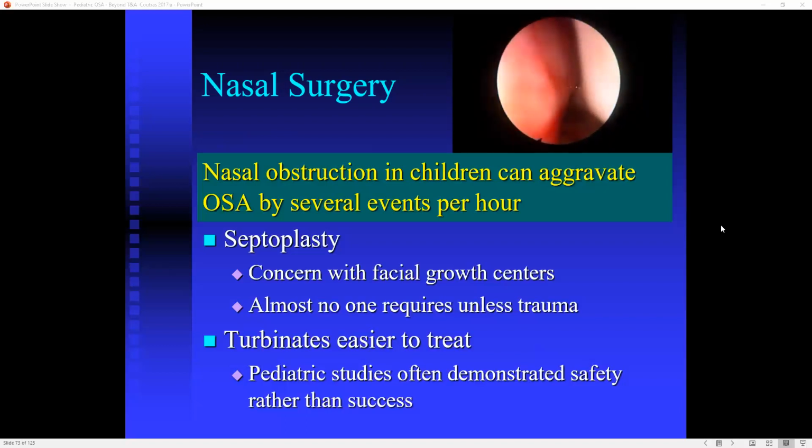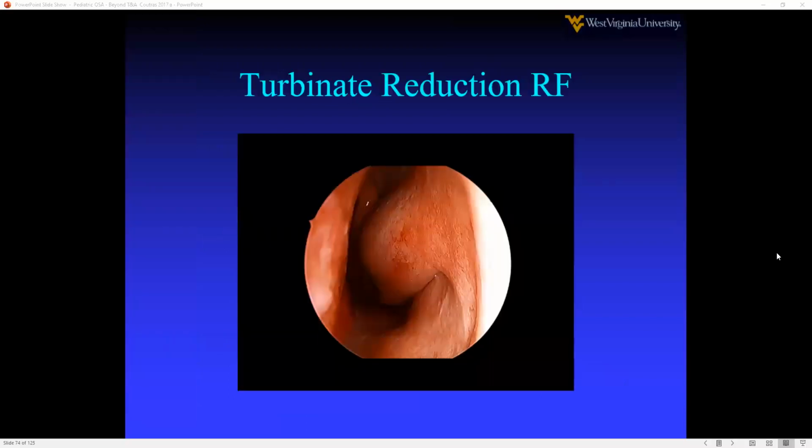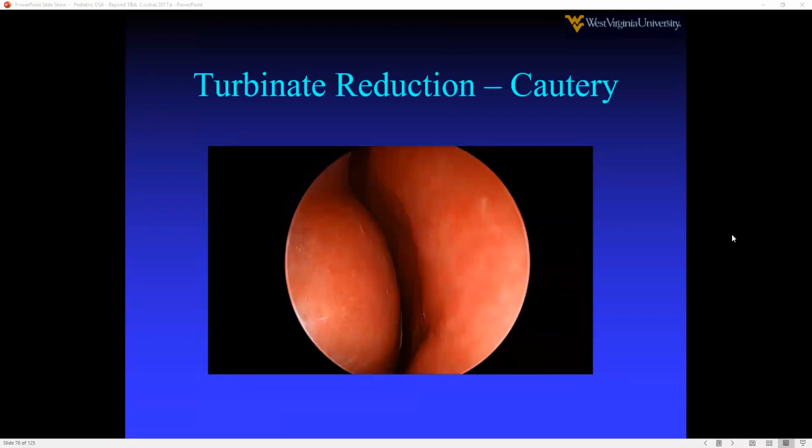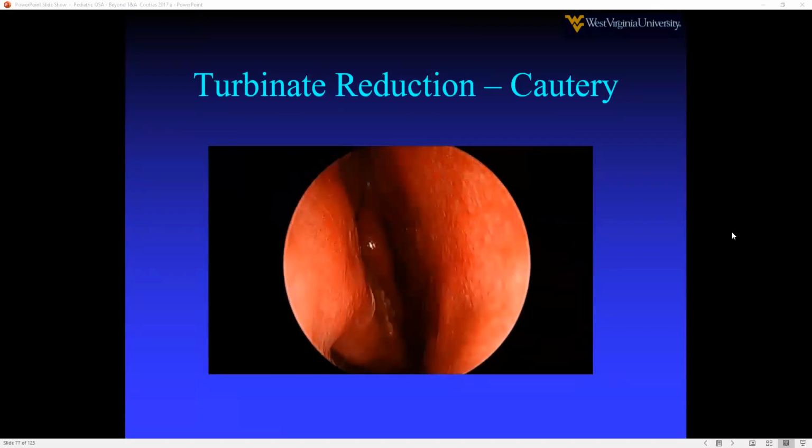And turbinates, again, easier to treat. I used to do it more often with submucosal needle tip cautery, but now I'm using the radiofrequency probe for these kids, and they do very well with it. So turbinate reduction with radiofrequency probe, and you see a big difference. This is immediate intra-op, and then this is turbinate reduction with submucosal cautery, and you can see a big difference there.